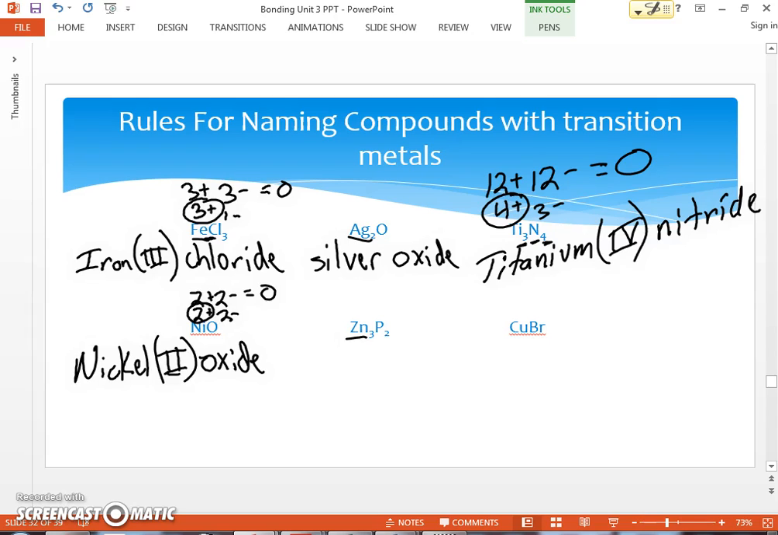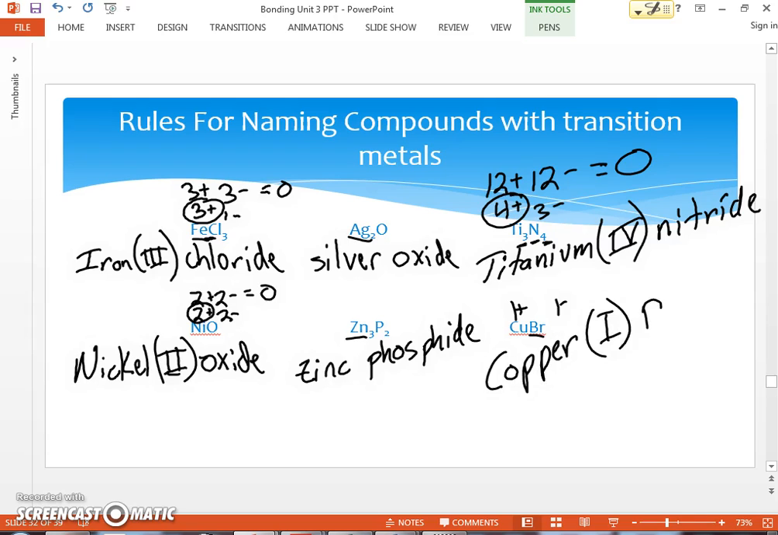Next one, I see a transition metal. It isn't silver, it isn't zinc, or it is zinc, so it's one of those that doesn't. In this one, I would have zinc phosphide. No Roman numerals in this case. Last one, transition metal. It's not zinc, it's not silver, it has to have Roman numerals. Use my clues here. Clues, bromine is a -1. That must mean copper has to be a +1, so write it that way. Copper 1 bromide.